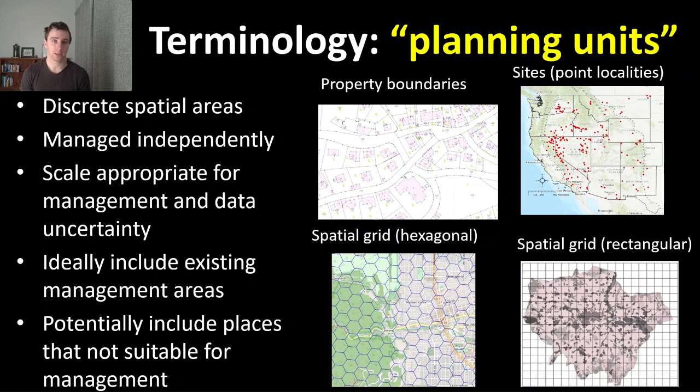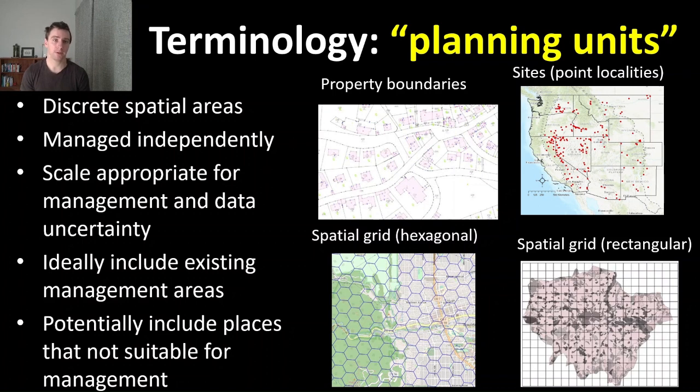Examples of planning units include property boundaries, different sites or point localities, or spatial grid cells, where spatial grids can be defined using hexagonal or rectangular grid cells. When thinking about defining planning units for your case study, you'll really want to think about the case that's appropriate for your management decision and data uncertainty.